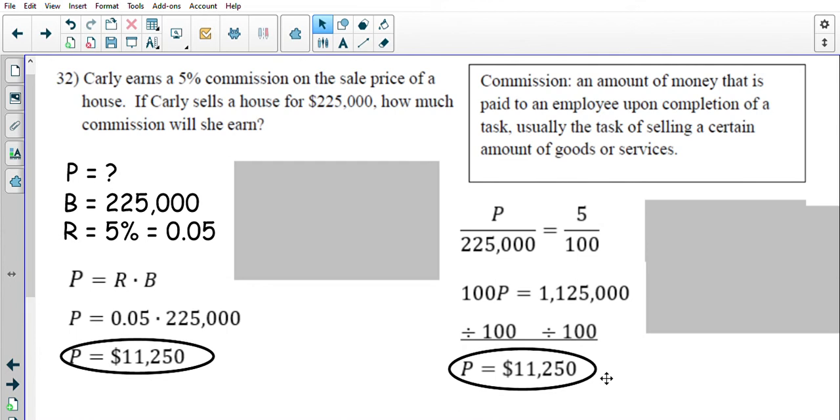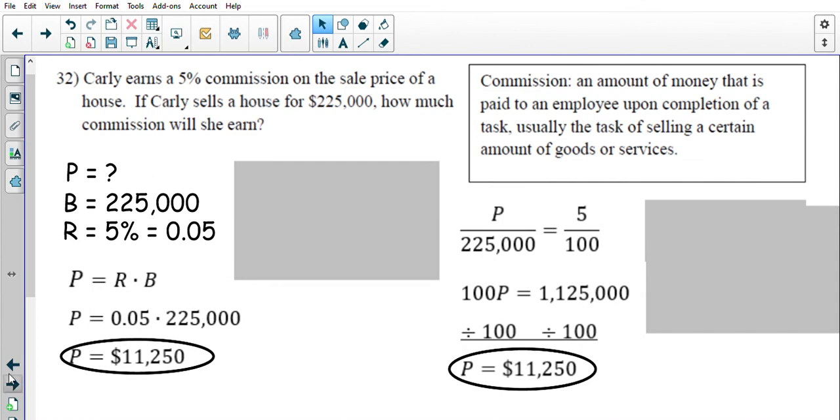If you flip-flop them and put them in the wrong spot, let me actually calculate it here. You end up getting that she earned, let's see, what is that number? It's a huge number, like $4,500,000 in commission. That doesn't make sense. You're not going to earn $4 million on the sale of a $225,000 home. It just doesn't make sense.